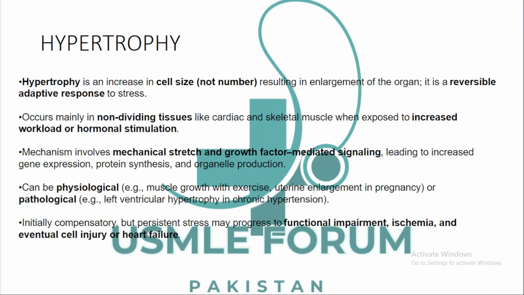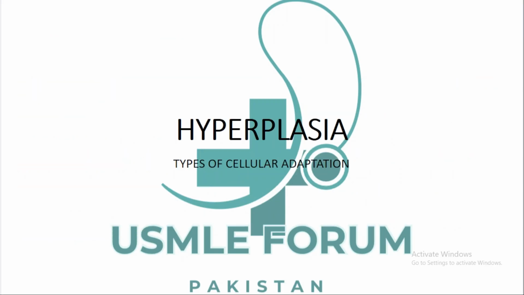So again, if you're providing a lot of stress, the size of the cell will reach a point where it needs more blood, and again you are increasing the size of the cell, not the number of blood vessels, and this will lead to ischemia and eventually cell injury. And if you're talking about the heart, then it's going to lead to heart failure. So this is the first type of cellular adaptation, which is hypertrophy.